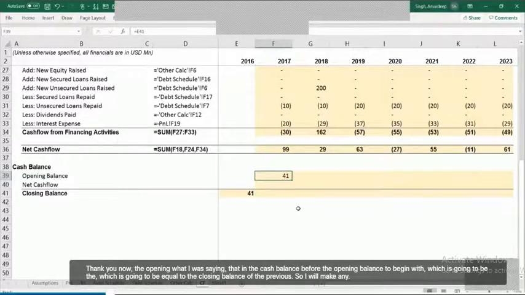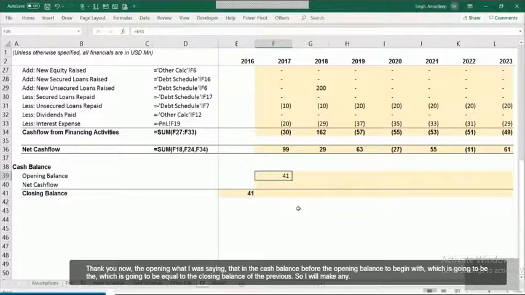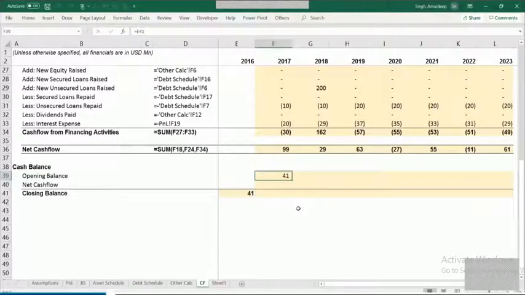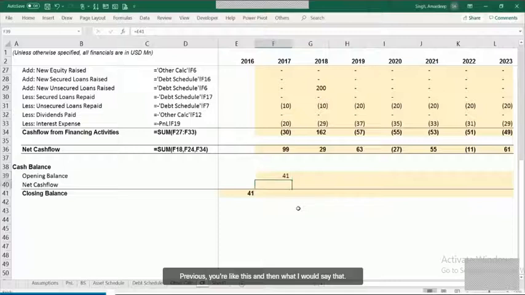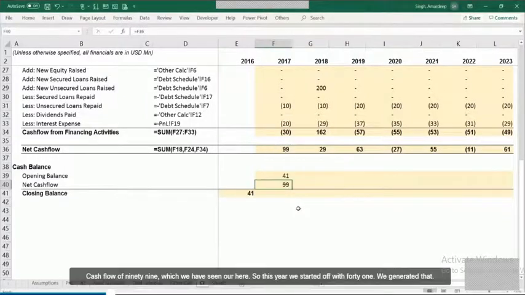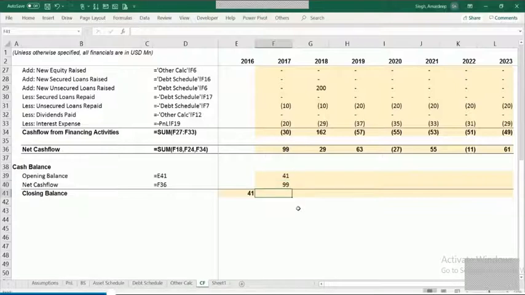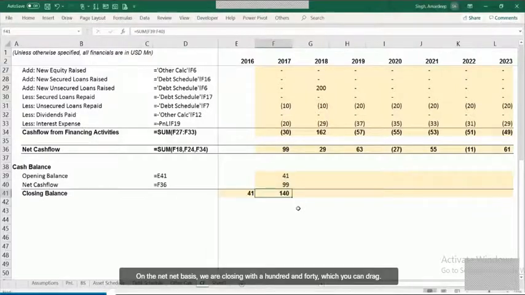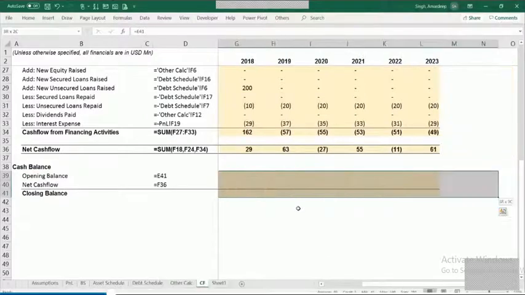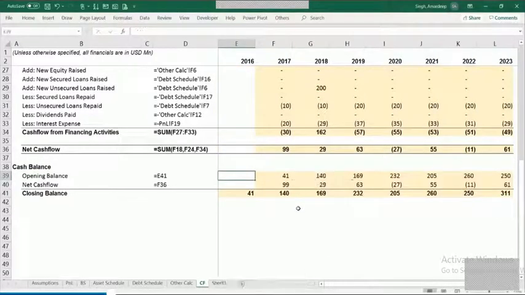Now, what I was saying, in the cash balance, we've got the opening balance to begin with, which is going to be equal to the closing balance of the previous year. So I will make it equal to the closing balance of previous year like this. And then in this year, there is a cash flow of 99, which we have seen over here. So this year, we started off with 41. We generated a cash of 99. So on a net basis, we are closing with 140, which you can drag on the right hand side to be able to see the cash position.